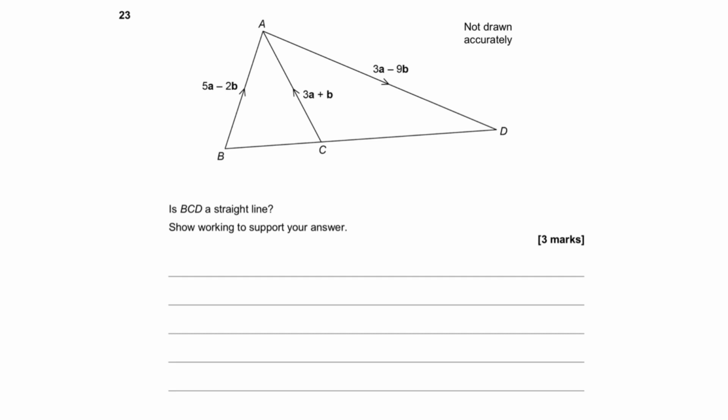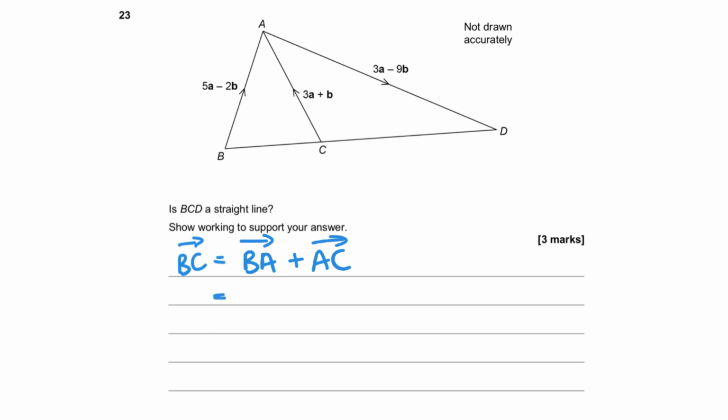So our next question says, is BCD a straight line? Show working to support your answer. So to see if it is a straight line, we want to work out the vectors of each bit of the line, and then if it is one continuous line, we'll be able to times the vector of BC by a number, and it'll equal the vector of BD, because BD is the same line in the same direction, just a little bit longer. So let's start off by working out the vector for BC. We can't just go straight there because we don't know the length of the line or the direction, so we're going to have to go via point A. So we're going to go from B to A and then from A to C.